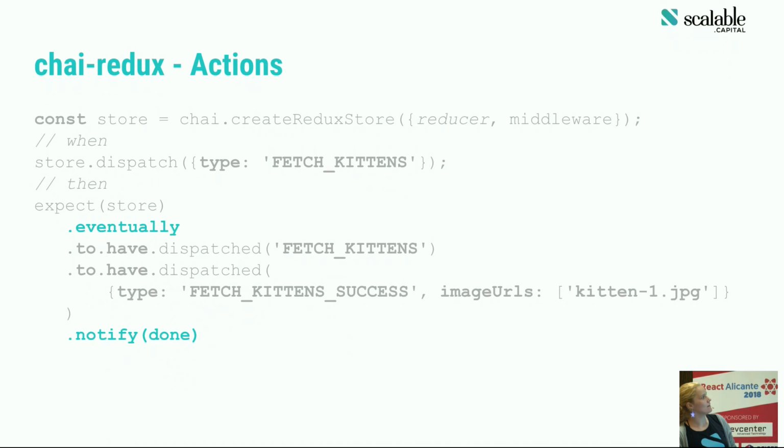Okay, no worries. So we introduced eventually as well. So we said, okay, we expect our store eventually to have dispatch fetch kittens and fetch kitten success. Then notify our favorite test runner once it's done. And that allows us to do all of those asynchronous tests that happen when you dispatch an action. And it works. So that test now is green.